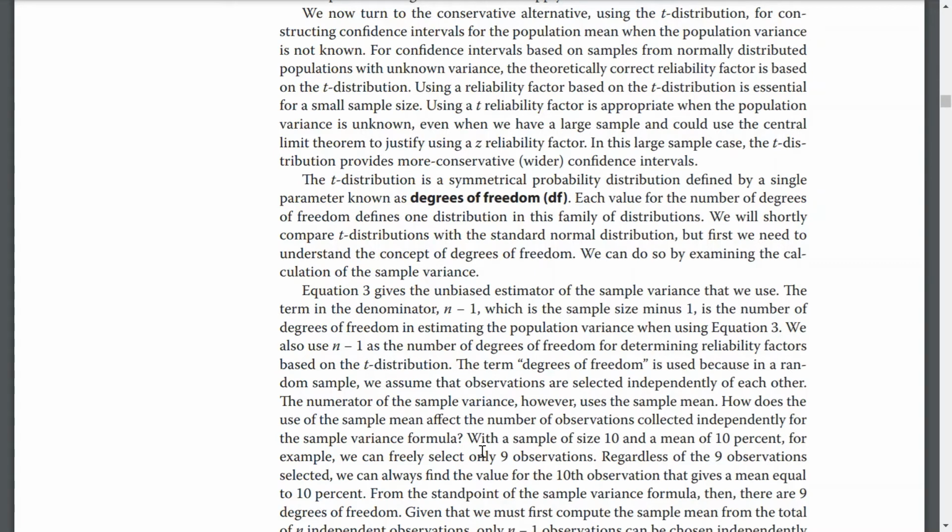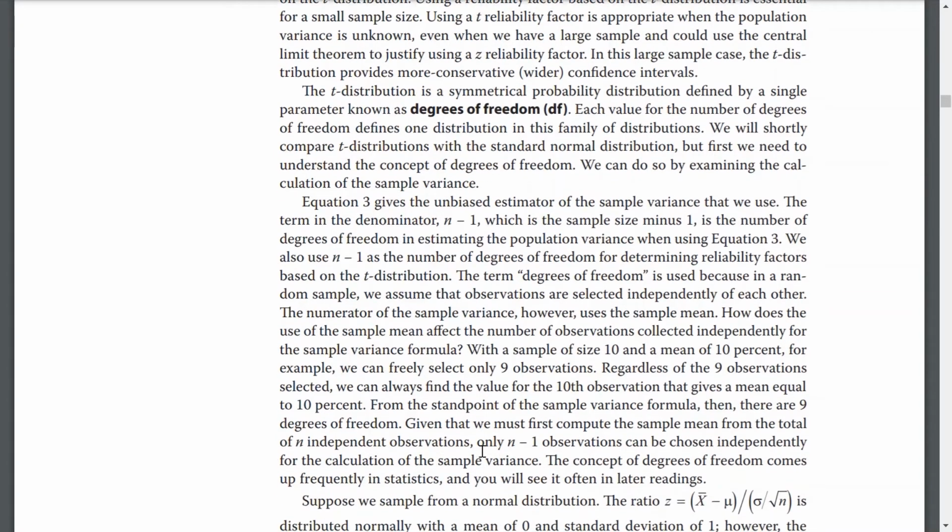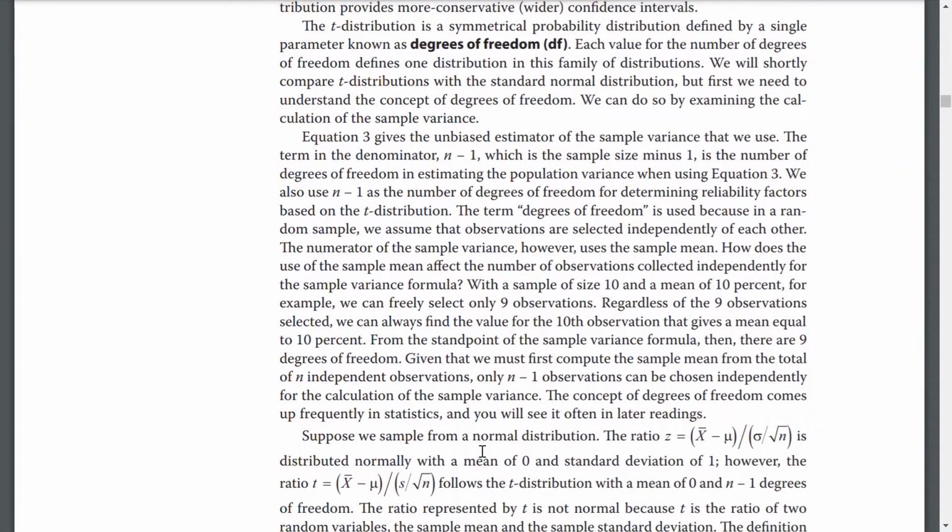We can do so by examining the calculation of the sample variance. Equation 3 gives the unbiased estimator of the sample variance that we use. The term in the denominator, n-1, which is the sample size minus 1, is the number of degrees of freedom in estimating the population variance when using equation 3. We use n-1 as the number of degrees of freedom for determining reliability factors based on the t distribution.